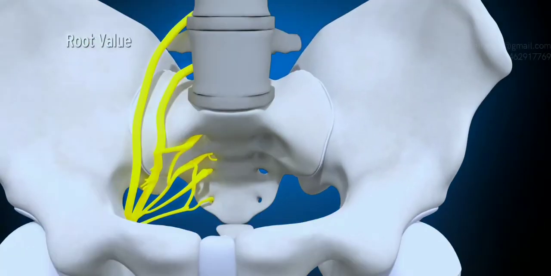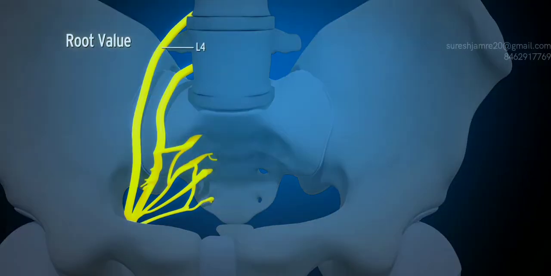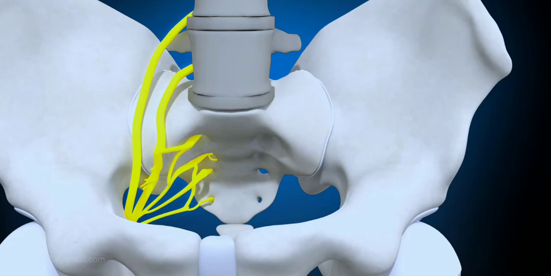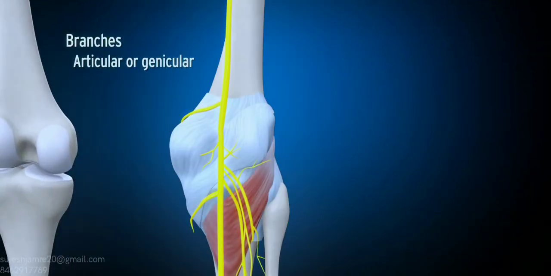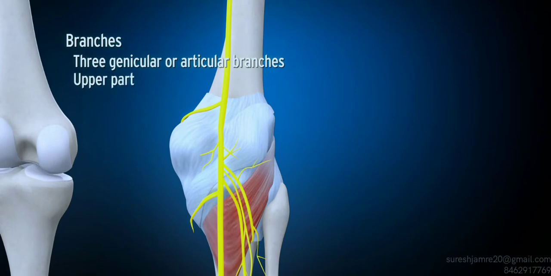Root value: ventral branches of the ventral rami of L4, L5, S1, S2 and S3. Branches. Articular or genicular branches. 3 genicular or articular branches arise in the upper part of the fossa.